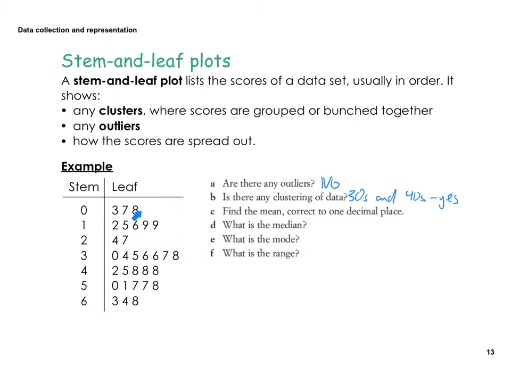If you count up how many numbers are here in the leaves, that's how many numbers there are in total. And I believe that's 30. So you're going to add, so part C, 3 plus 7 plus 8 plus 12 plus and so on, plus 68. And divide that by 30, and I believe that's 36.5.